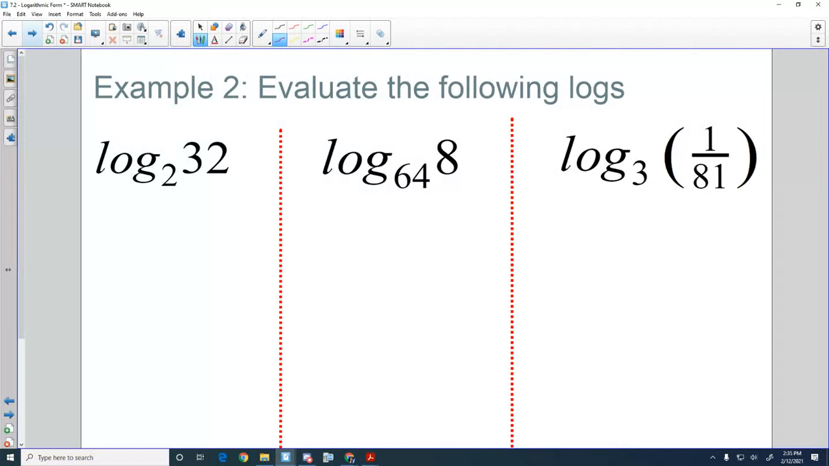For the second and third one, you're going to need to think about some various exponent rules that we've gone over this year, such as rational exponents and negative exponents. When you have an exponent that's a fraction, you would take the denominator and swing that in front to become the index of a root.